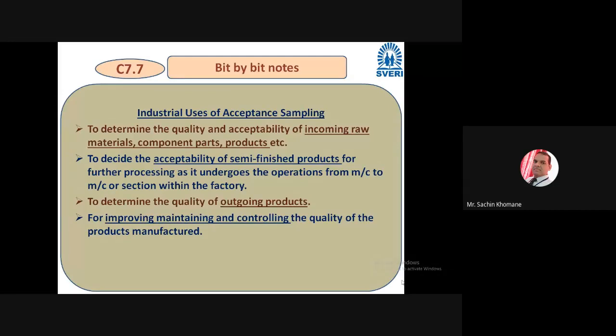Also, to decide the acceptability of semi-finished product for further processing as it undergoes the operation from machine to machine or section within the factory. So not necessarily only when you are calling your component in your industry and checking the quality. No, actually in your regular production also, you have to continuously check the acceptability of that semi-finished product. If that semi-finished product itself is defective, what is the use of that component to process further, right?